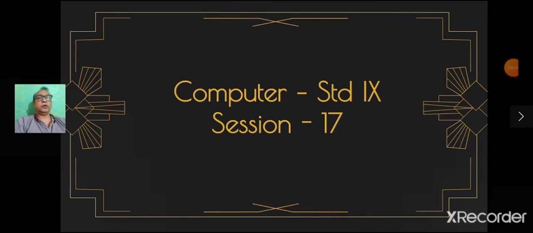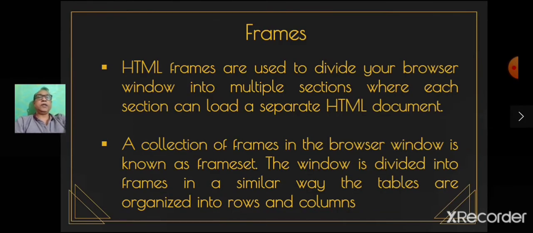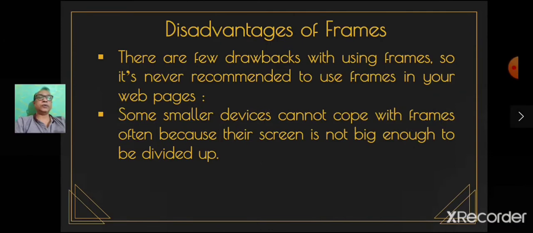Today we shall move on to the next tag, that is frames. HTML frames are used to divide your browser window into multiple sections where each section can load a separate HTML document. A collection of frames in the browser window is known as a frameset. The window is divided into frames in a similar way as tables are organized into rows and columns.